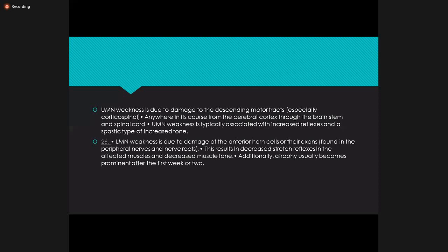Hyperthyroidism is associated with hyperreflexia. Hyperparathyroidism is associated with hyperreflexia. Or vitamin D deficiency, that is osteomalacia, is also associated with hyperreflexia. Lower motor neuron lesions, meaning any pathology of the nerve root, nerves, neuromuscular junction, or the muscle, cause diminished reflexes. Besides this, hypothyroidism causes delayed relaxation of the muscles.